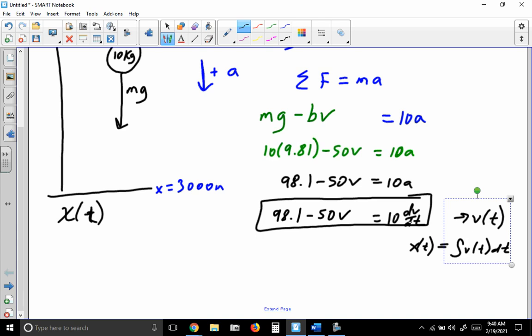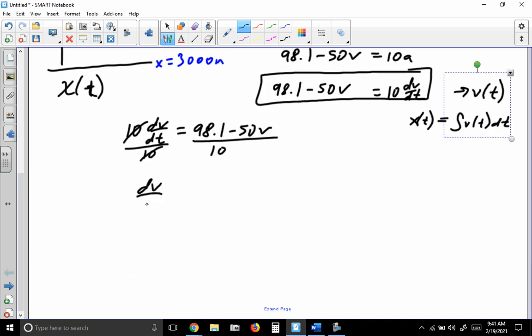So let me rewrite this so we've got some room. Let's call this 10 dv/dt equals 98.1 minus 50v. Let's divide both sides by 10 so we get dv/dt by itself. So that gives us dv over dt. If we divide both of those terms by 10, we would get 9.81 minus 5v.